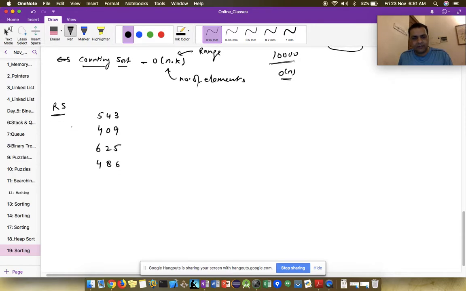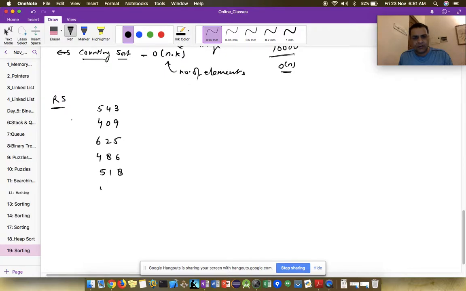Then let's say I am given 518 and 590. So these elements are given. I have just written them vertically instead of horizontally, but these elements are given in an array and I want to sort them. One unique thing about these elements is that all of them are 3-digit numbers. That is given, so the number of digits in all the elements is the same.